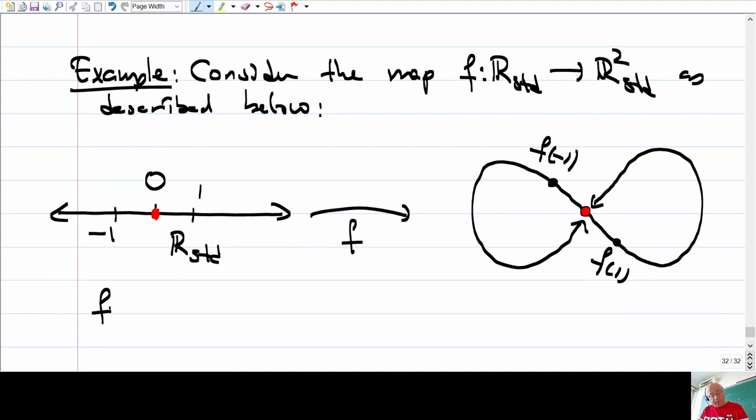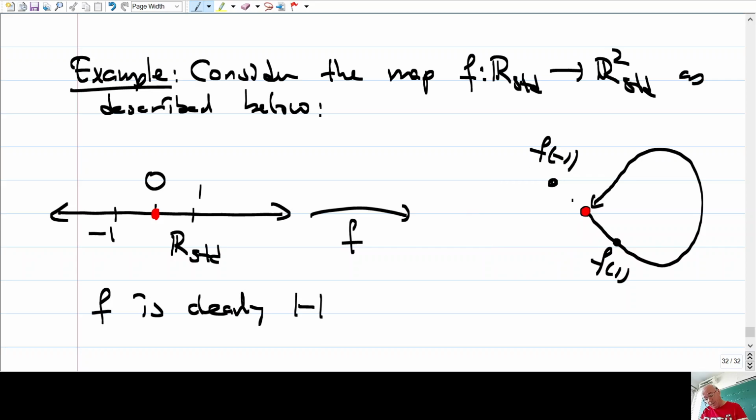Well, this f is clearly 1 to 1. Although here I draw this as if it never touches this point, it doesn't, but the image looks like this, right? It actually ends here, because as t goes to minus infinity, it will come back to this point, and the same thing here. So what you see here is the real figure 8.